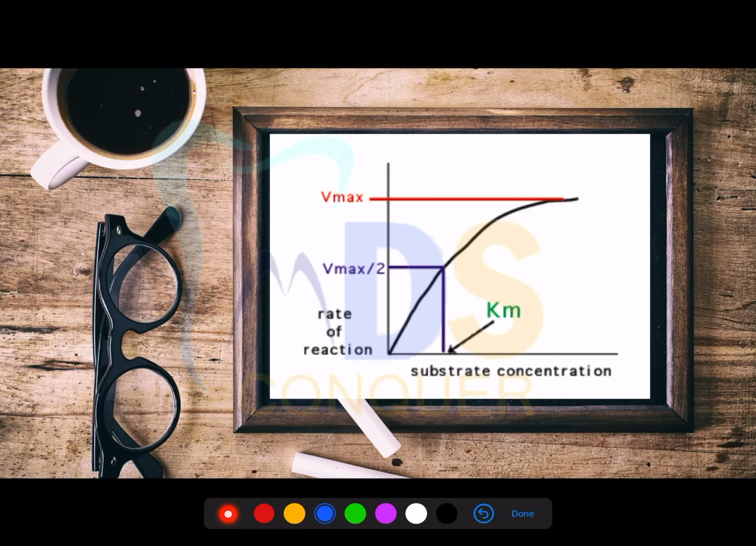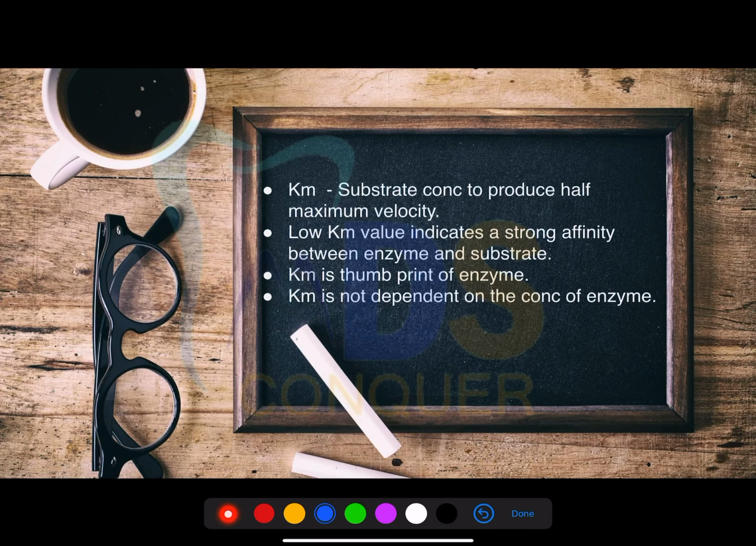And what is Km? Km is the substrate concentration at which the velocity is going to be half of the maximum velocity. So Km is the substrate concentration needed to produce half of the maximum velocity. So do make a note of these concepts.